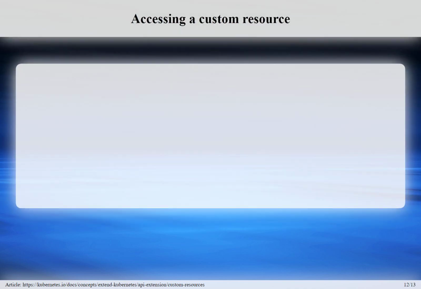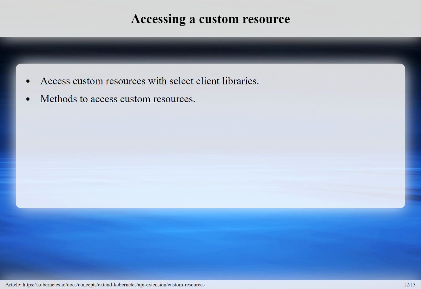Accessing a custom resource. Kubernetes client libraries enable accessing custom resources, though not all libraries support them. Notably, the Go and Python libraries do. Custom resources can be accessed using several methods: through kubectl, a dynamic Kubernetes client, or a REST client tailored for it. Creating a client using Kubernetes tools is complex, yet some projects offer generated clients alongside the CRD or AA.